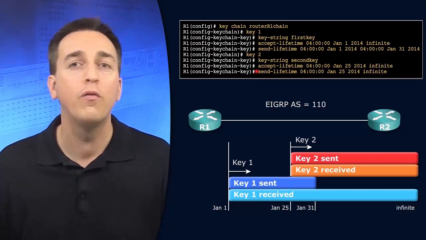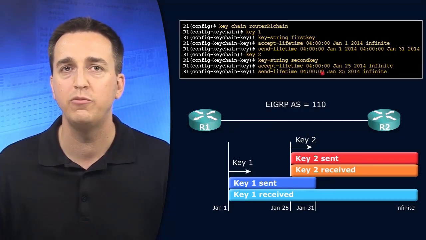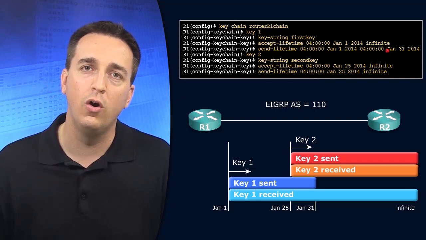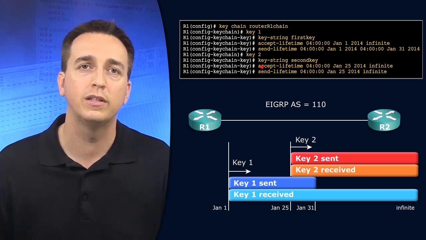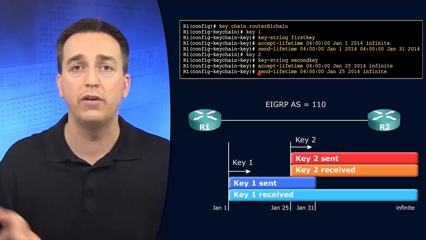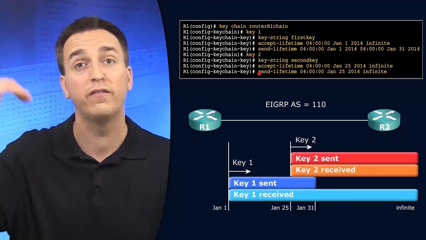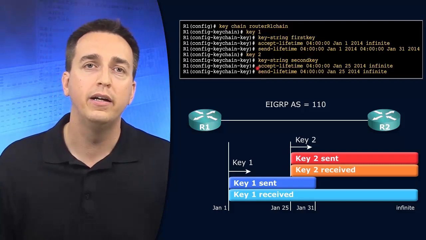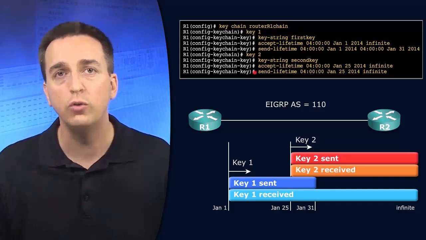So here they have an overlap set. And on key 2, R1 is saying, I'm going to utilize this key from 4 a.m. January 25th to infinity. It's never going to expire. So if you look here, we have an overlap of a few days from January 25th to January 31st for the send lifetime of these keys. Now, key 1 is still going to be the valid key all the way up until January 31st. So up until January 31st, 4 a.m. 2014, key 1 is going to be used because it would be the first valid key in our list that we can use for authentication. But then after 4 a.m. on January 31st, we will then start to use key 2 at that point in time.